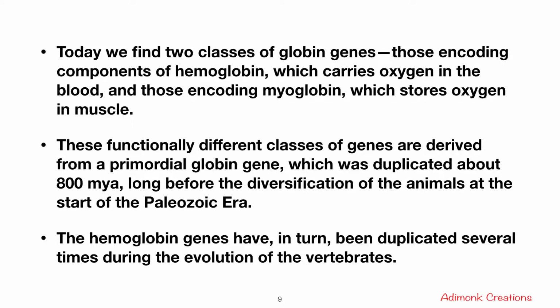Today we find two classes of globin genes: those encoding components of hemoglobin, which carries oxygen in the blood, and those encoding myoglobin, which stores oxygen in muscle. These functionally different classes of genes are derived from a primordial globin gene, which was duplicated about 800 million years ago, long before the diversification of animals at the start of the Paleozoic era. The hemoglobin genes have in turn been duplicated several times during the evolution of the vertebrates.